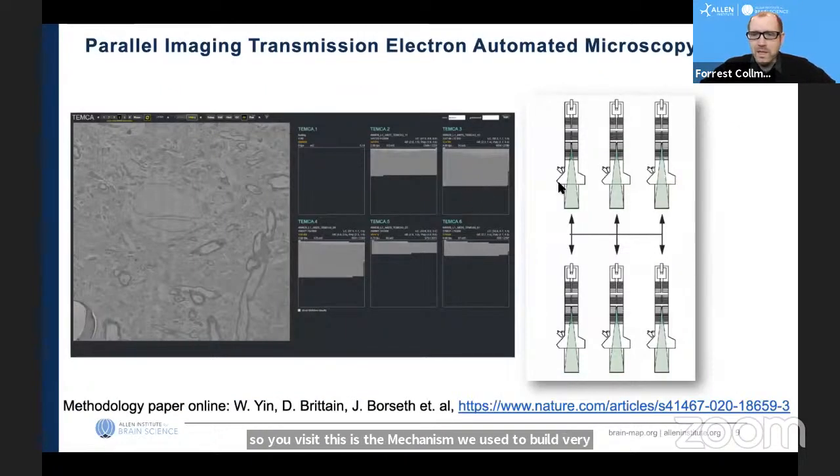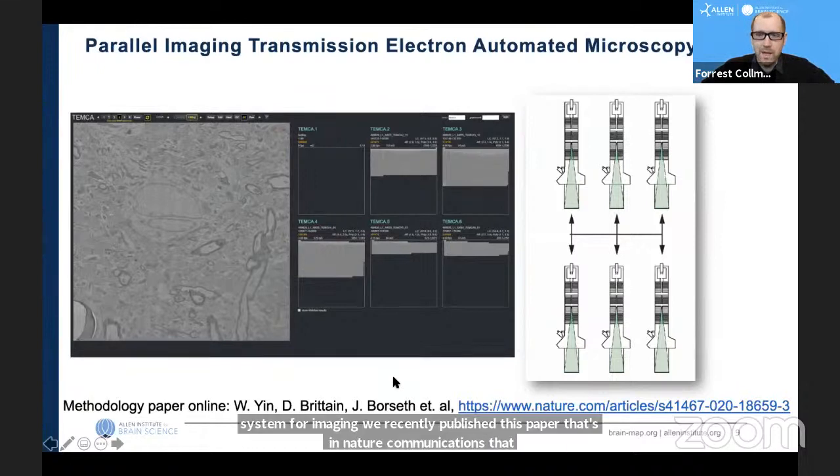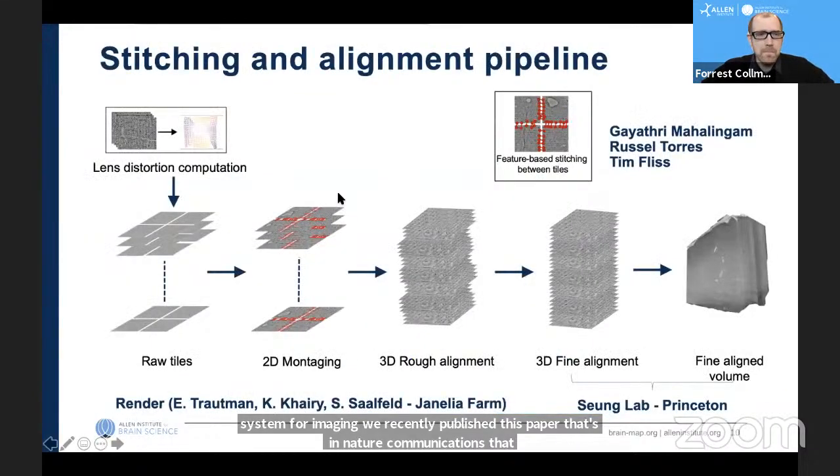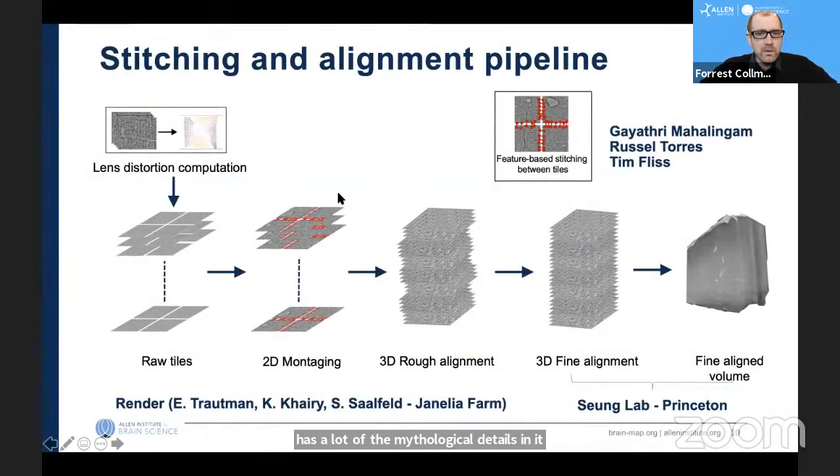I want to go back, actually. If you want to read more about this high throughput automated system for imaging, we recently published this paper in Nature Communications that has a lot of the methodological details in it.